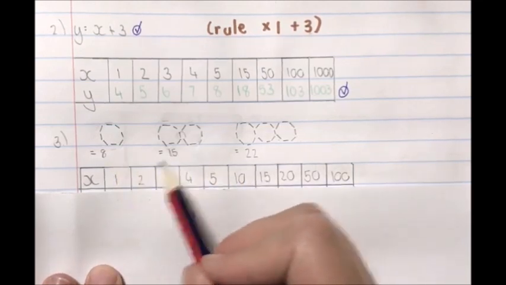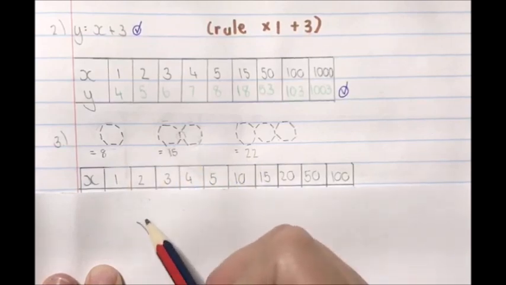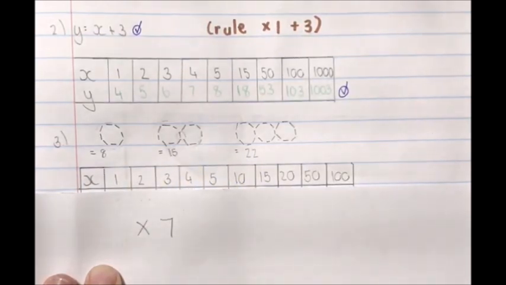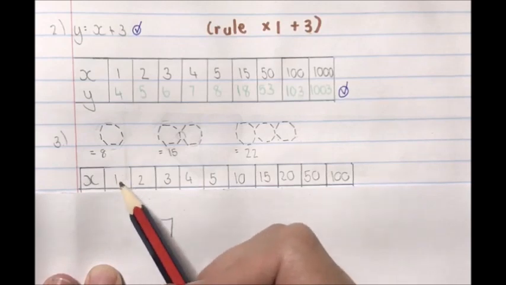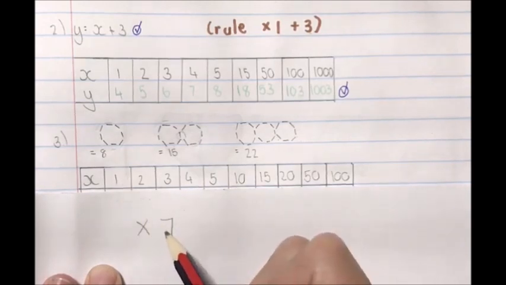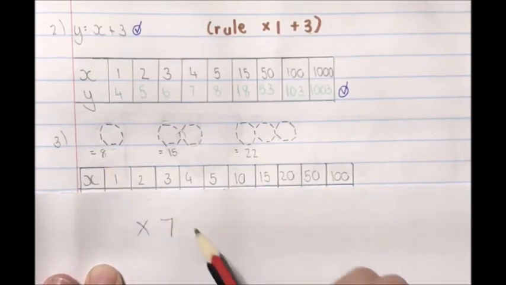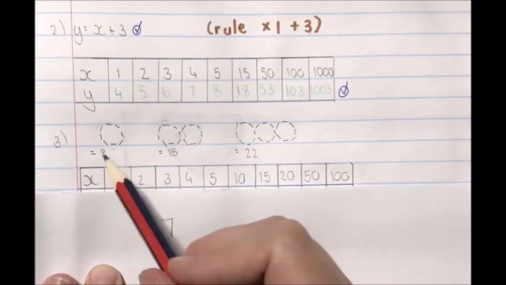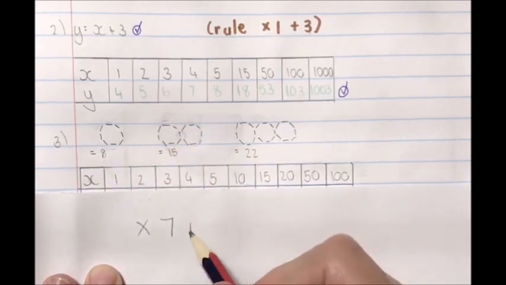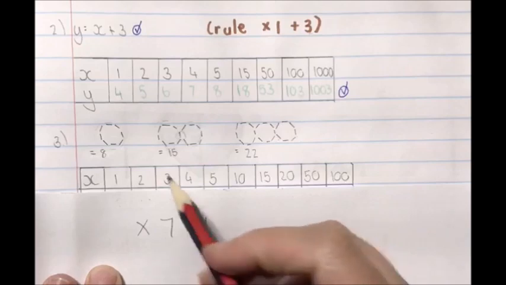7. So we know if the constant difference is 7, we have to multiply by 7. If I do multiply 1 by 7, I don't get 8, I only get 7. So what must I do to get 8? I must add 1. Let's check.